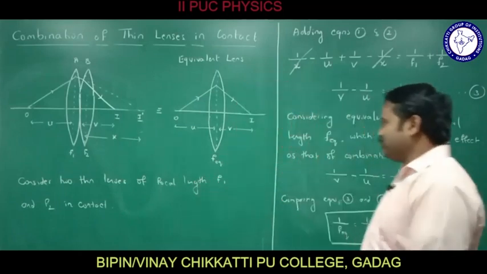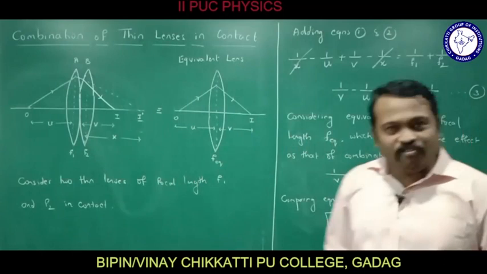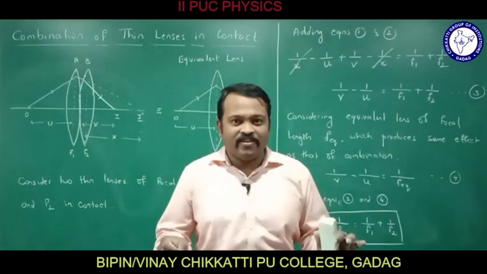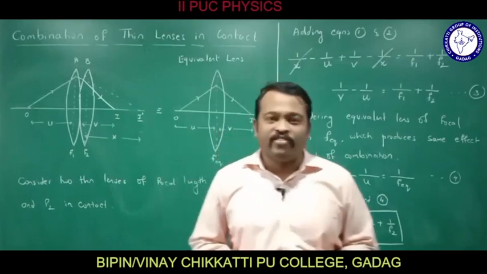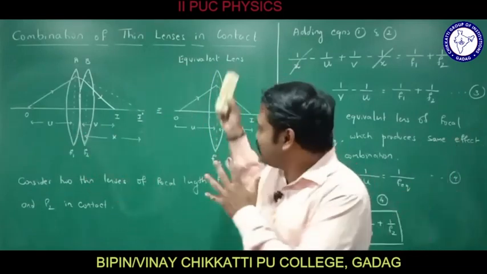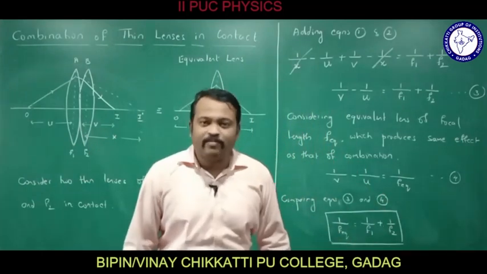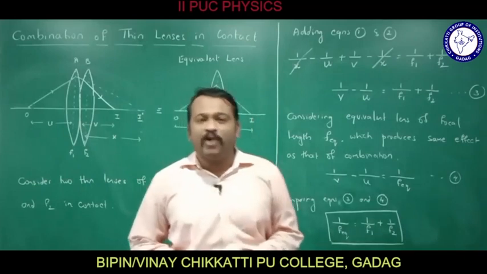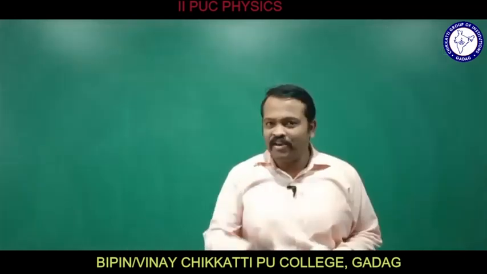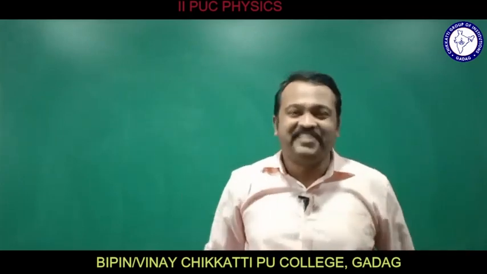So this is the derivation. 1 divided by F equivalent is equal to 1 divided by F1 plus 1 divided by F2. The question will be asked like this: derive the expression for equivalent focal length of two thin lenses in contact, and this is the way you need to derive. Now let us take some note points about combination of thin lenses.